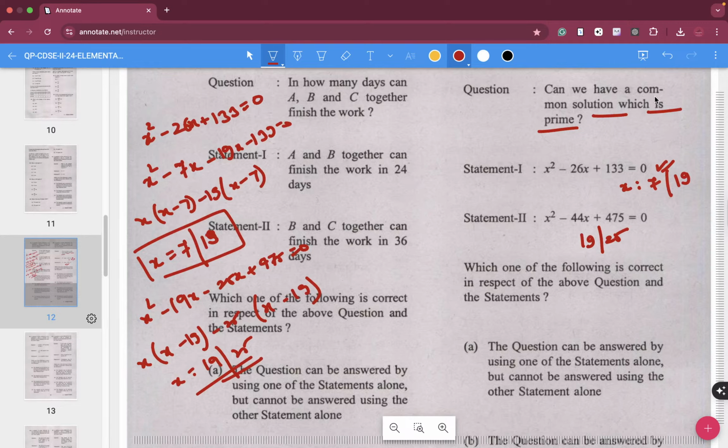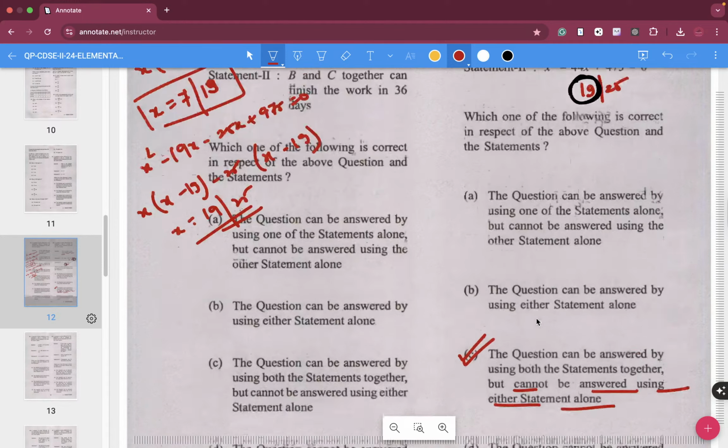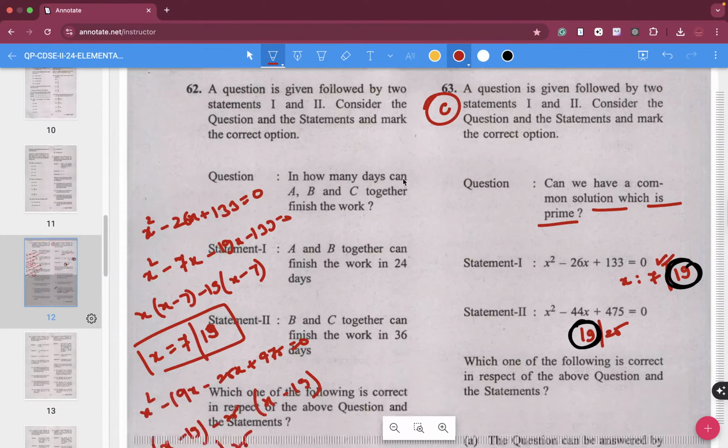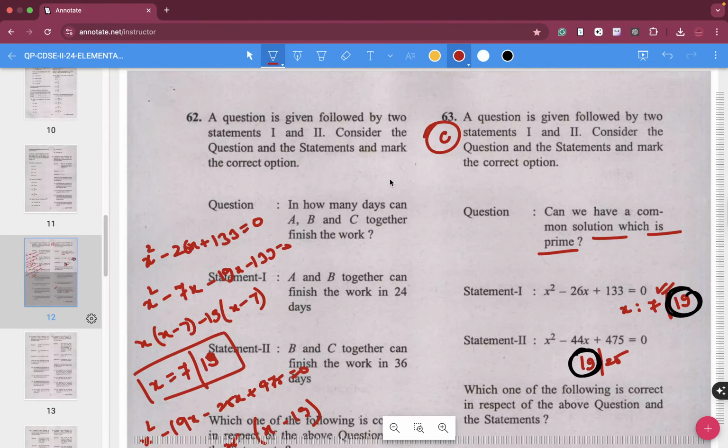Can we have a common solution which is prime? Do we have a common solution which is a prime number? It's a common solution and also a prime number. How did we get this answer? We had to use both the statements. So the question can be answered by using both the statements together, but cannot be answered by using either statement alone. That is why we go ahead with option C as the correct answer to this particular question, folks. Are you guys understanding this?